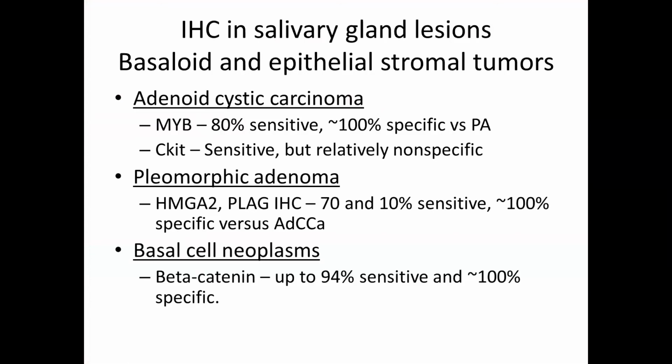For basal cell neoplasms, basal cell adenoma as well as carcinoma, nuclear beta-catenin expression has been described in over 94% of these basal cell tumors, and it's thought to be 100% specific. So again, these beta-catenin point mutations have been found in both basal cell adenomas as well as adenocarcinomas, so the IHC is helpful here as well.